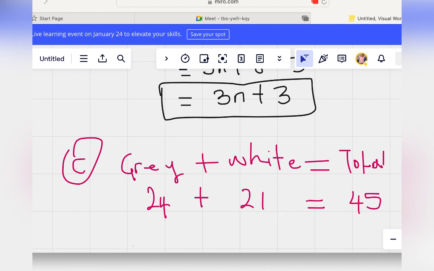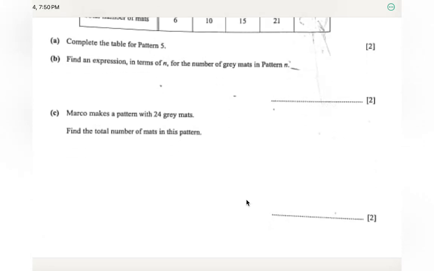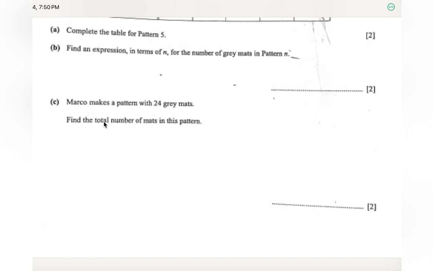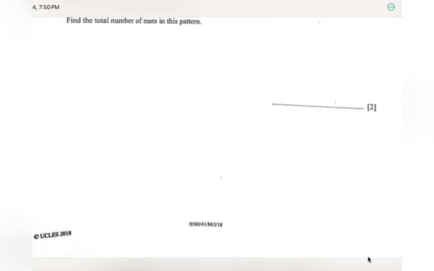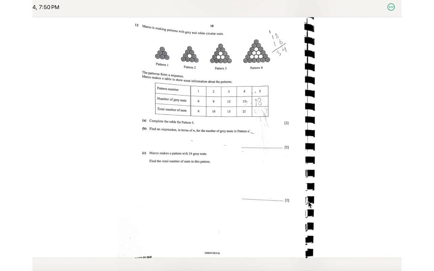Let's see if we have another question. Okay, we found the total number of mats in the pattern. We've done that. Now let's see the last part of our work, which is this one, the D question.